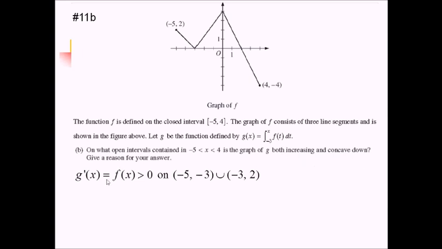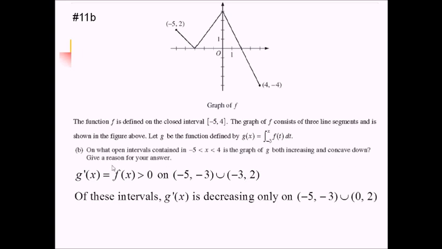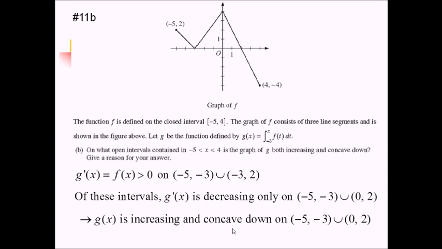So this graph is only decreasing from -5 to -3, and also from 0 to 2. At least those are the only intervals in this sub-interval that are decreasing. So of these intervals, g prime is decreasing from -5 to -3 and 0 to 2. Therefore, it is only on the intervals from -5 to -3 and 0 to 2 that g is increasing and concave down. So see, it didn't actually end up mattering whether or not we included this -3 as being on an increasing interval because it was not on a concave down interval.